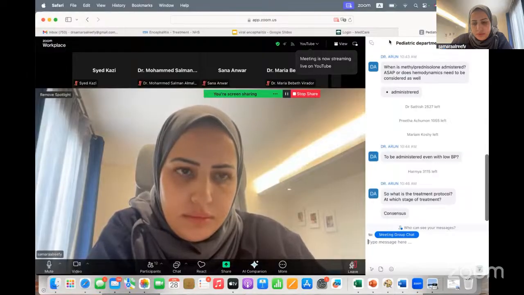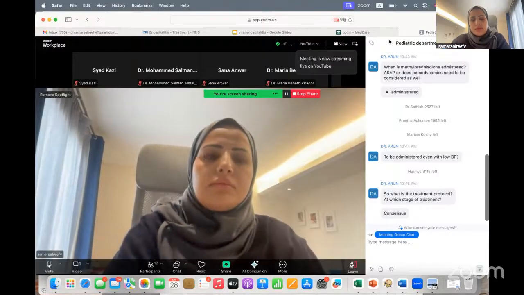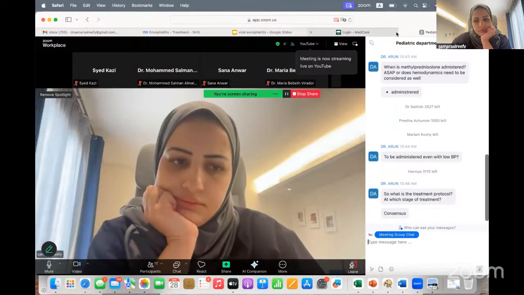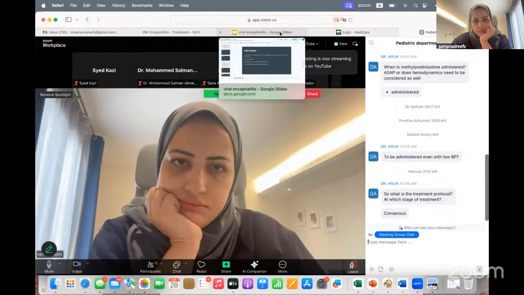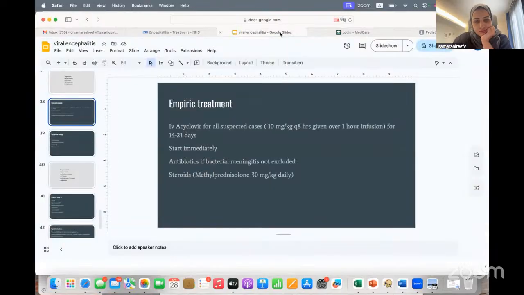sometimes it takes time for the CSF results to show up, unless you have a center where the PCR can be processed quickly. But if there is any suspicion of coning, like this child that I had, the one that presented as ADEM, he was sent home, came back with raised ICT, and he was given a dose of steroids before being sent to Salmania because he was already coning at that point.